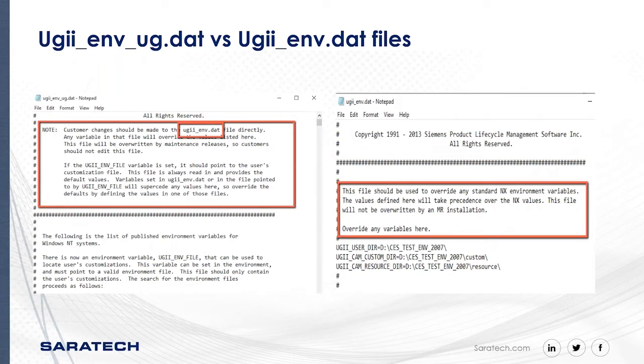So the first thing we're going to discuss is the Ugii env.ug.dat file. I know that the names are very close together, and it's very easy to select one instead of the other, but once they're opened, you'll definitely know which one you have open. The file on the left sets all of the root and environment variables that NX goes to look for. So when you click the mouse in NX and that directs you to a specific file folder to find a piece of information, the Ugii env ug file sets all of those.